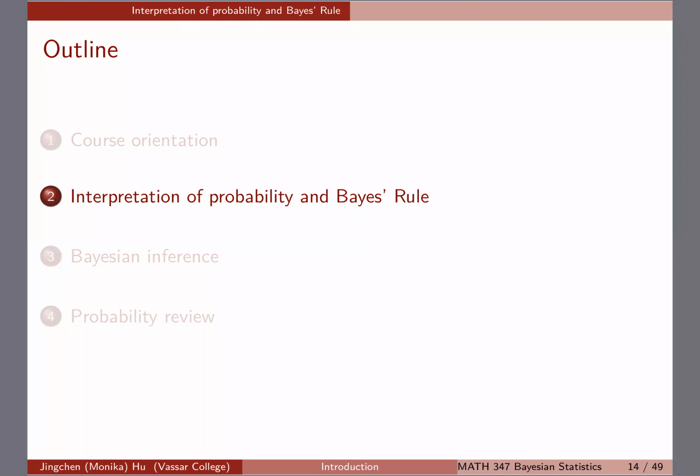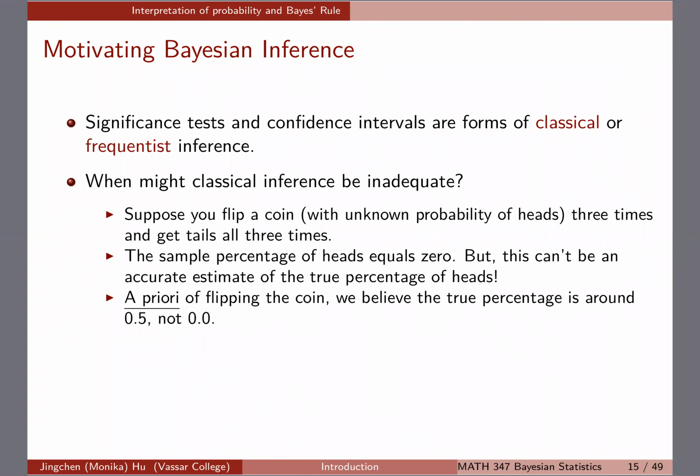Okay, so the second topic of this introduction is the interpretation of probability and Bayes' rule. All right, so this will be the only time I'm going to talk about some of the drawbacks of the classical and frequentist inference that some of you might know about, and then try to use this to motivate why we want to think like a Bayesian.